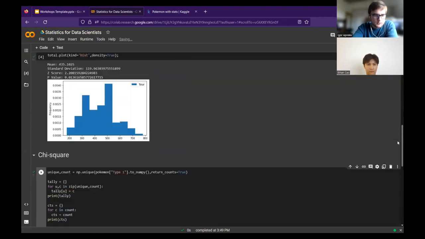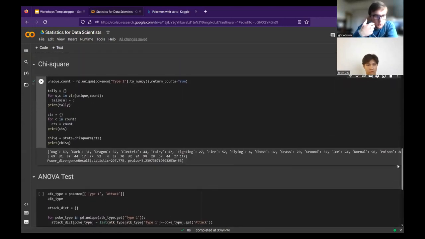All right, and if we go back down, we've created this array, this list tally, and then we loop through it and zip to create a tuple between unique and count. And we have the printout on the bottom there to give you a visual of what this is basically tallying up: how many bug types we have, how many dark types we have, how many dragon types, etc. over the, I believe, 800 Pokemon in the data set.